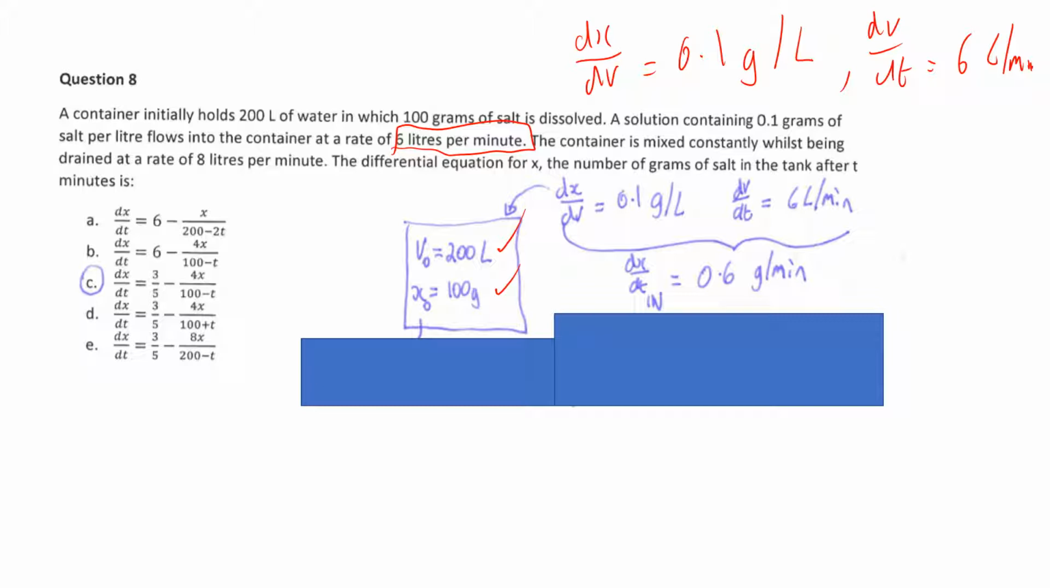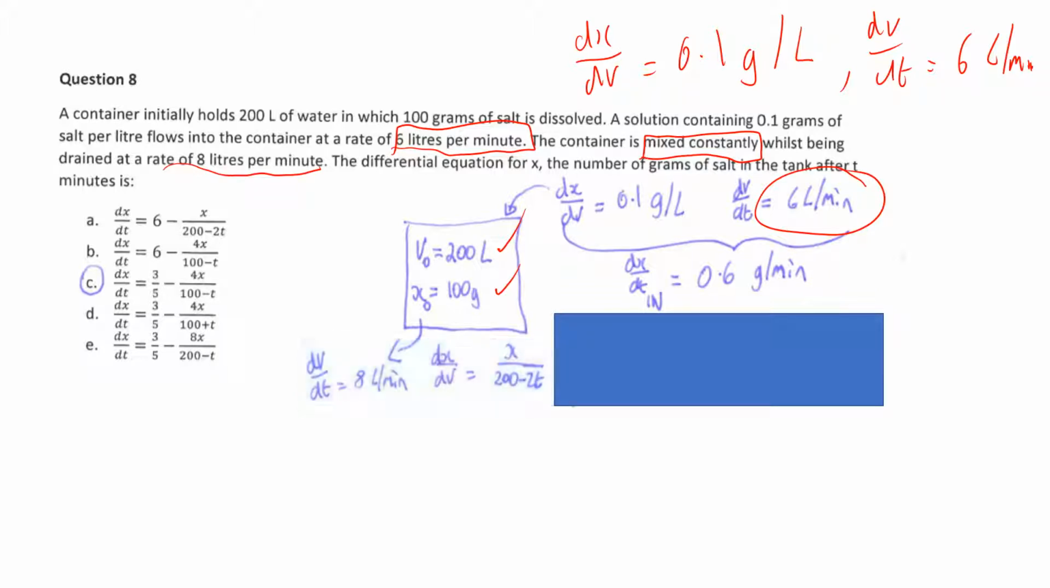Okay. Now, what about how it's being drained? It's being mixed constantly, of course. Mixed constantly. That phrase will always be there. And drained at 8 liters per minute. So it came in at 6 liters per minute. It's leaving at 8 liters per minute. So every minute that passes, we're losing 2 liters. All right, that's important in our understanding. All right, so here's our dv/dt out.